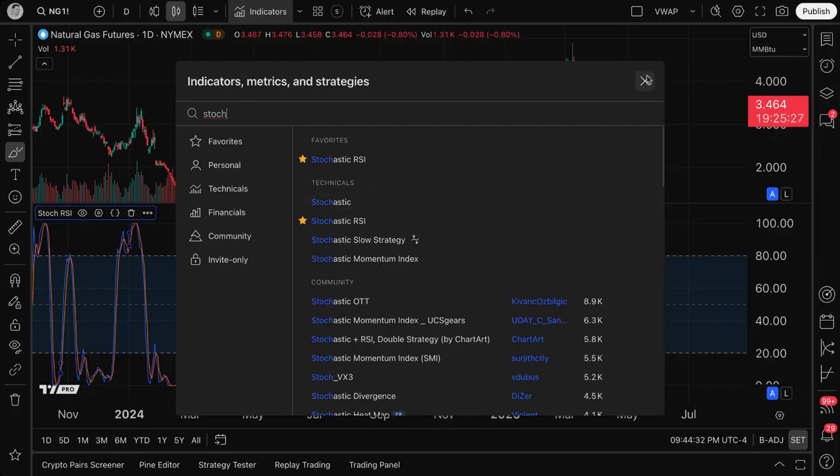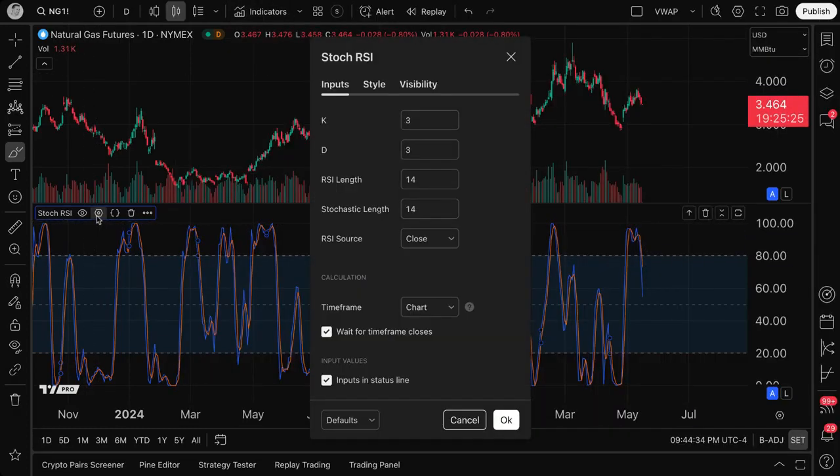Now, the RSI here, length is set to 14. Well, remember, stochastic RSI is an indicator of an indicator. And that indicator that it's an indicator of is RSI. So you need to tell the stochastic RSI what type of RSI length should they be using to even get this indicator rolling in the first place. By default, it's set for 14 as well.